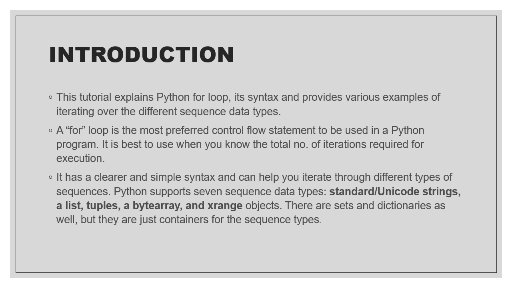Python supports 7 sequence data types: string, Unicode string, list, tuple, byte array, and xrange object. There are sets and dictionaries as well, but they are just containers for the sequence types.